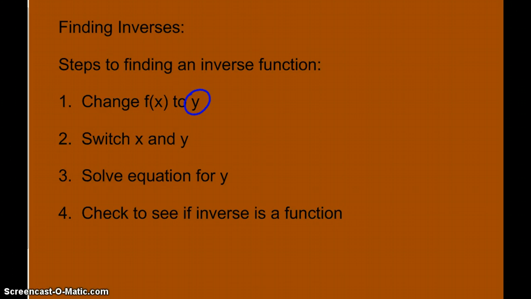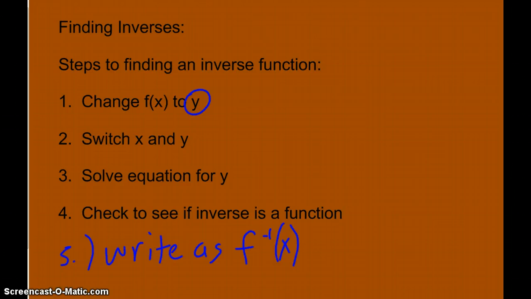Then we're going to solve that equation for y, and then we're going to make sure that the new thing we have created is a function. That inverse, check to see if it is a function. And so therefore, we should add a step here. A fifth step would be write as f inverse of x. Instead of using y, our final inverse answer should be in the form f inverse of x equals.